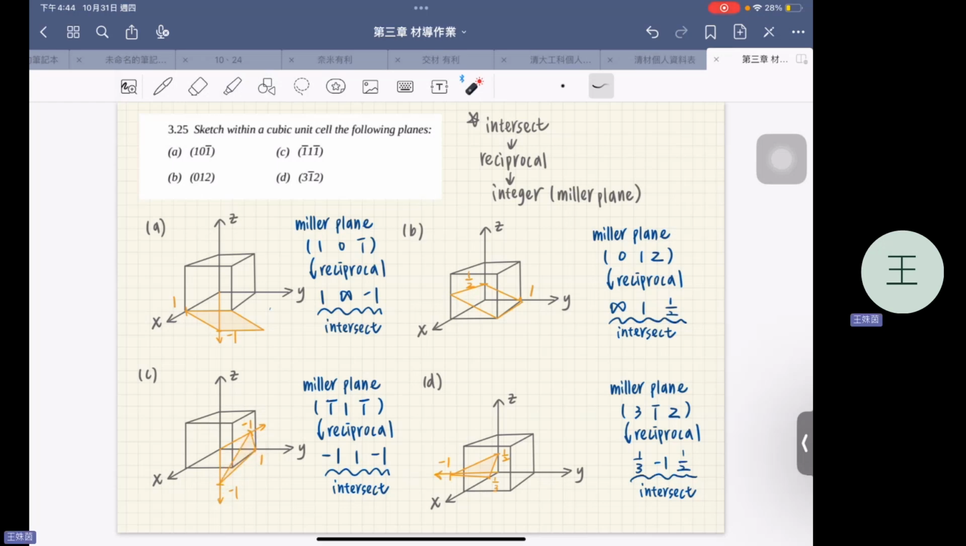Okay, finally, it's question D, 3, minus 1, 2. We can also do the reciprocal to make it 1 divided by 3, and -1, and 1.5. Okay, so here is the point for the x-axis, and here's the point for the y-axis, and here's for the z-axis. So we place them together and they become the plane. Okay, this is how you draw a plane if you know the middle index.